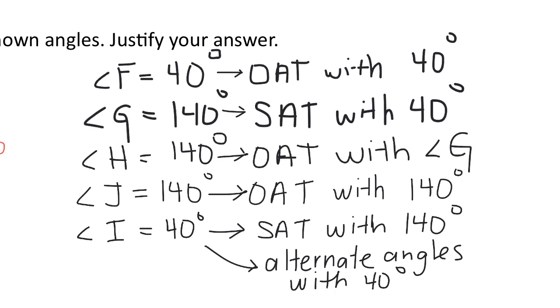So if we go back over to our list, we know that angle I is 40 degrees. Now, originally our justification was that it was a supplementary angle with the 140 degree angle that was marked. So I used the supplementary angle theorem, or SAT. But again, if you really wanted to use the alternate angle theorem, then you would simply say that you know that angle I is 40 degrees because it was alternate angles with that marked 40 degrees from the diagram.